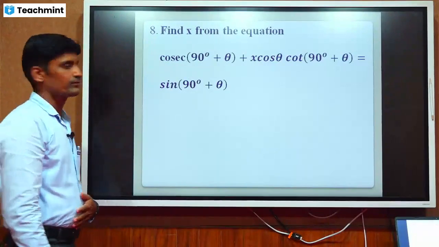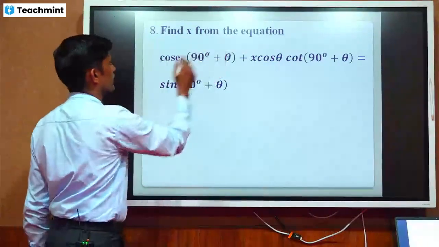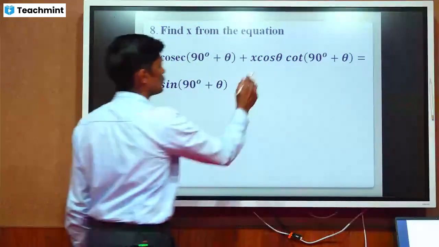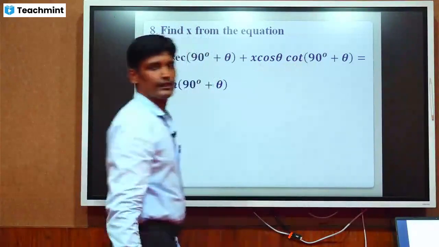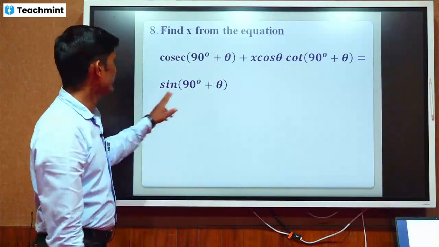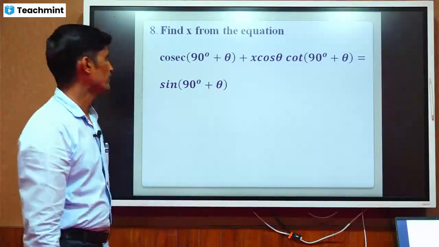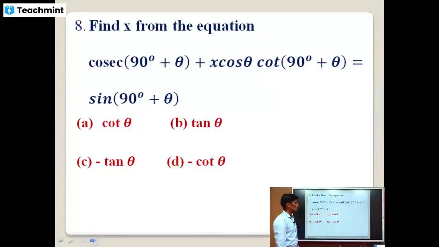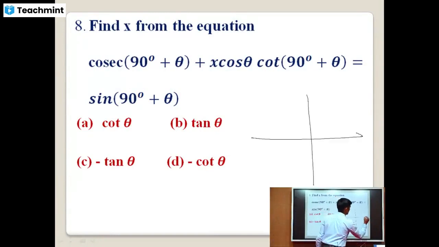Next, question number 8. Find x from the equation cosecant of (90 degrees plus theta) plus x into cos theta into cot of (90 degrees plus theta) is equal to sin of (90 degrees plus theta). Then the answers are cot theta, tan theta, minus tan theta, minus cot theta. Here we make use of the allied angles. You know, cosecant of 90 plus theta. Allied angles are very important and easy to remember.